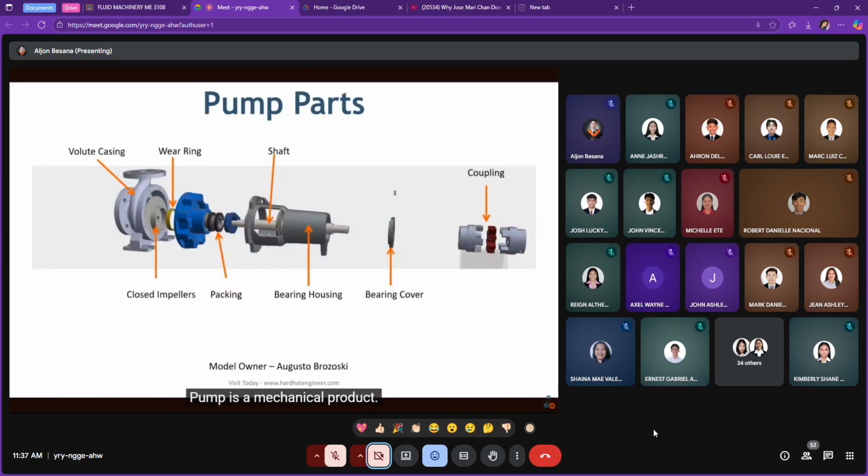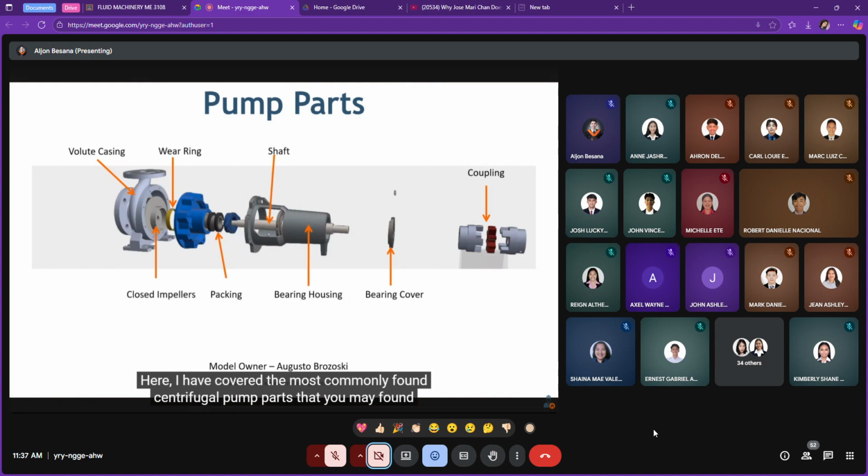Pump is a mechanical product. It is made of several different parts. Based on the type of pump, it may have different parts. Here I have covered the most commonly found centrifugal pump parts that you may find in almost all pumps. Here in the exploded 3D model, you can see the different parts of the pump. This is the simple pump that is used in the water application. I have marked the main components here.